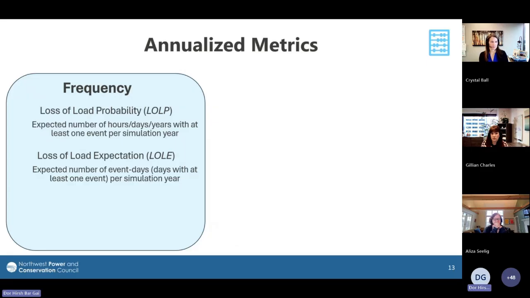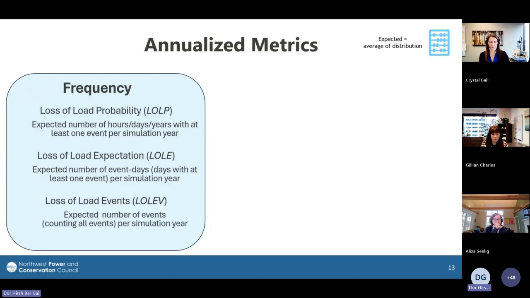The more common frequency metric in North America and in many parts of the world is the loss of load expectation. This is LOLE. Likewise, I mentioned all of these are averages. Apologies for the repeated language, but it's the expected number of event days. And this is an important distinction. It's a day with at least one event per simulation year.